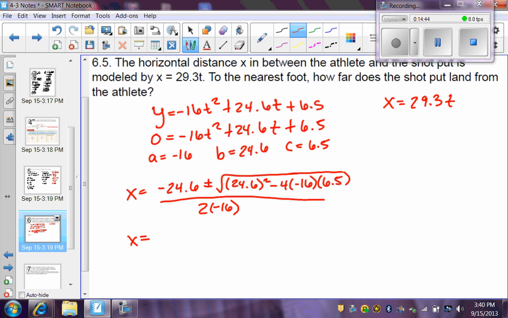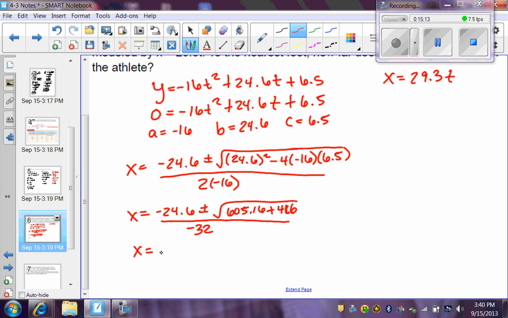So this can give me x equals negative 24.6 plus or minus, 24.6 squared is 605.16. Negative 4 times negative 16 times 6.5 gives me positive 416. And all that is divided by negative 32. So that tells me that x equals negative 24. I'm sorry, this should not be x. We're solving for t, not x. Go back and change that. t, t, t.